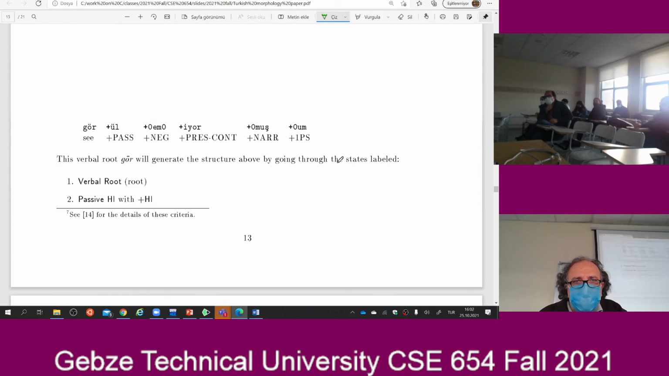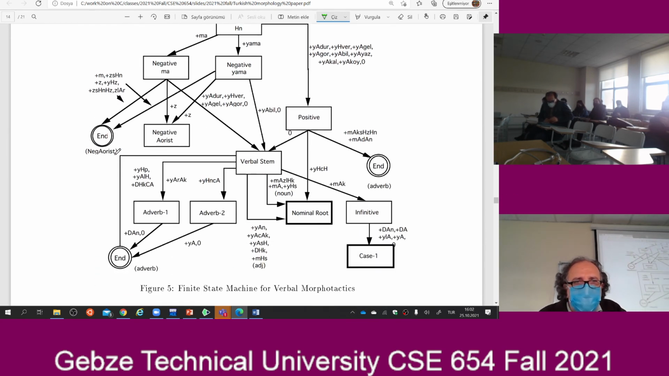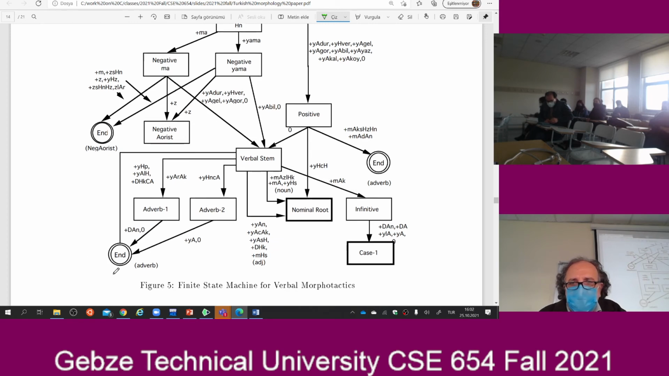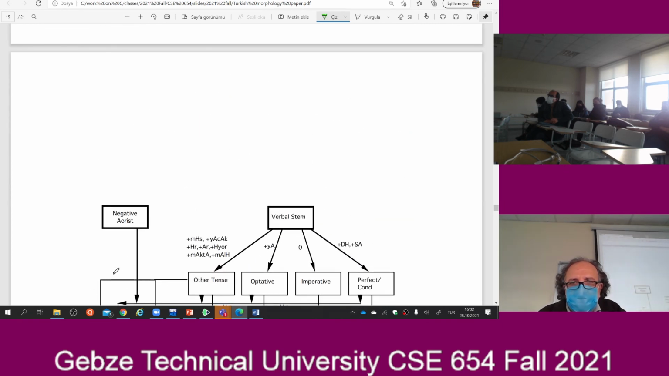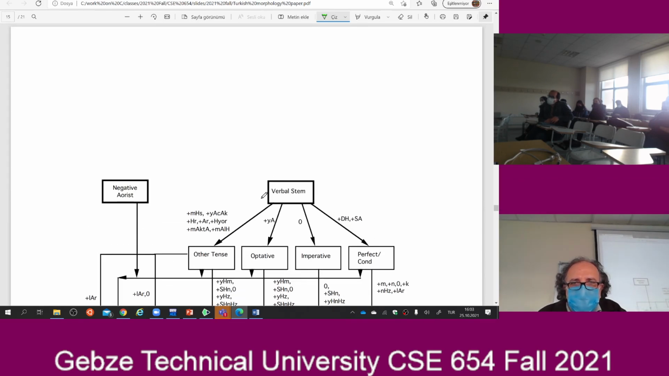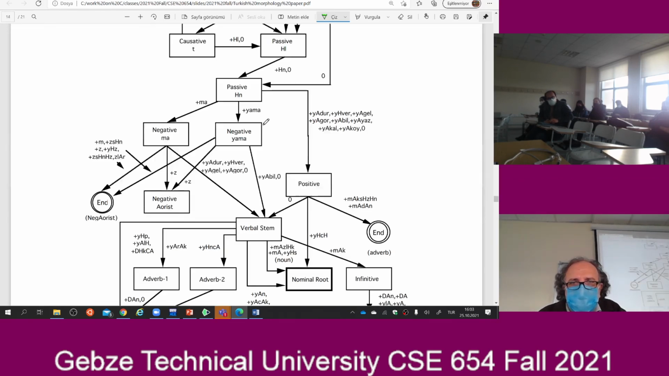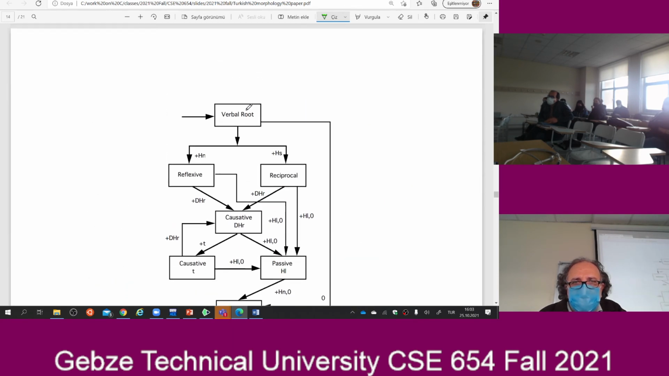Let's look at the verbs. Verbs are here, verbal root. Let's look at the end states first. This is adverb. I don't know what this is. Adverb again. From verb to verb, other stuff. And these are the continuation of that stuff. Verbal stem, negative stuff. Where is verbal stem? This one ends here, and I can continue from there to do more stuff. Let's see what kind of things.